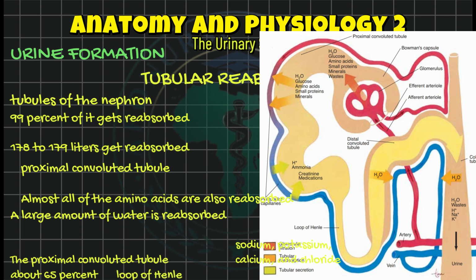The loop of Henle plays a crucial role in concentrating urine. The descending limb is permeable to water, so water leaves the filtrate, and the ascending limb pumps out sodium and chloride, but it's not permeable to water. This creates a concentration gradient in the medulla that allows the kidneys to produce concentrated urine when your body needs to conserve water. The distal convoluted tubule and collecting duct do the final fine-tuning of reabsorption, and this is where hormones really come into play to regulate how much water and electrolytes are reabsorbed.